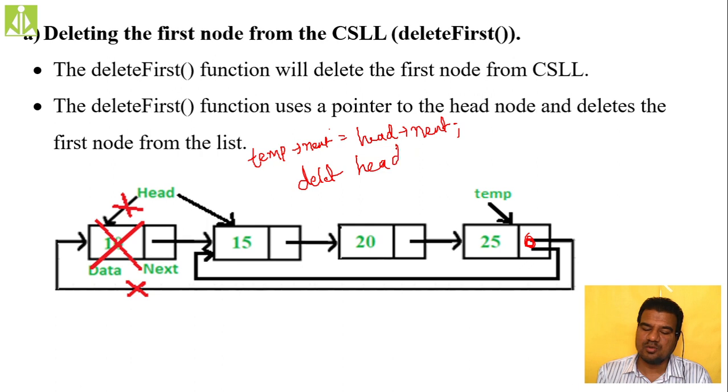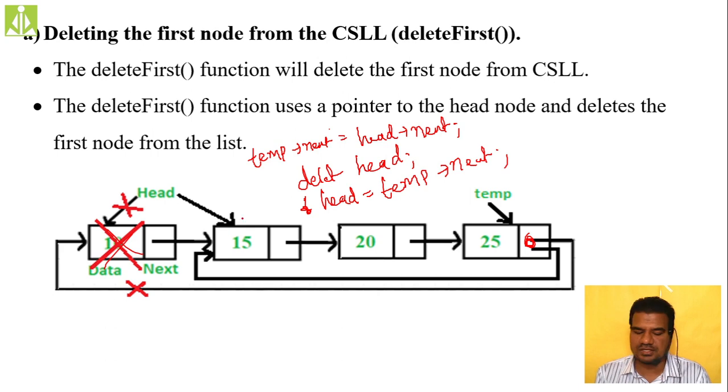Deleting head is nothing but removing the memory associated with that head pointer. So this will delete the head pointer's memory location. Then what we have to do, I think this is also not going to work. So you can say head equals temp of next, because your temp of next is pointing to the first node itself, isn't it? So head equals temp of next. Like this you can do the correction. So it is very easy.